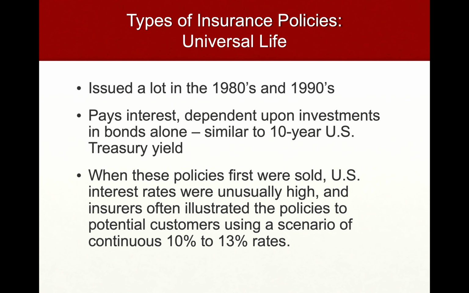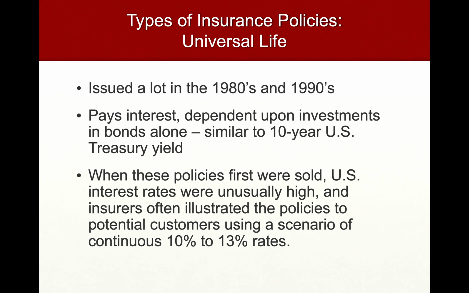Another type of insurance policy is universal life. It was basically issued a lot back in the 1980s and 1990s, and it pays interest. The cash value is invested in bonds and bonds alone, and the interest that's paid is very similar to the 10-year U.S. Treasury yield, which right now is somewhere right around 1%.